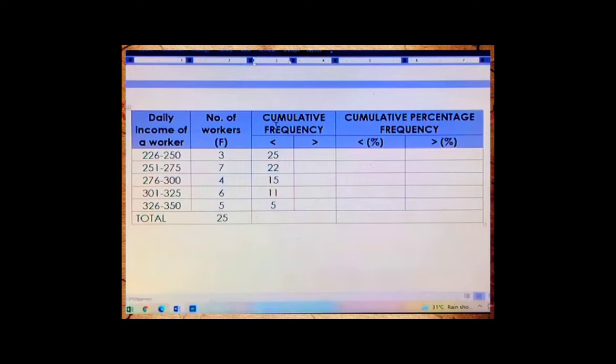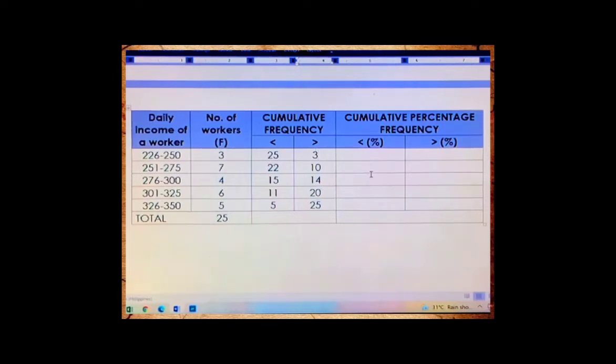And also, we are going to solve the cumulative frequency greater than. If we say cumulative frequency greater than, we start at the bottom here. So we write the 25 here, and then we deduct from the 25 the number of workers, 5. So 25 minus 5 is equal to 20. 20 minus 6 is equal to 14. 14 minus 4 is equal to 10. 10 minus 7 is equal to 3. And that would be all the cumulative frequency greater than.